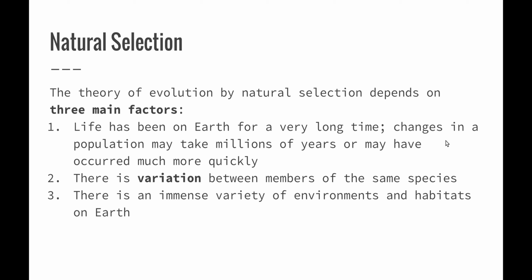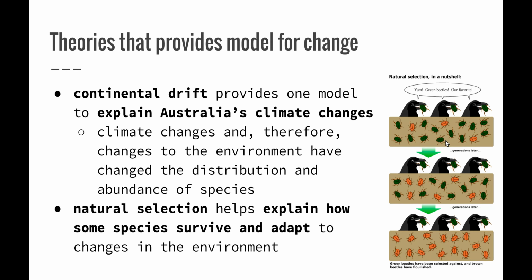As we know, life has been on Earth for a very long time. Changes in a population may take millions of years or may have occurred much more quickly. There is variation between members of the same species, and there is an immense variety of environments and habitats on Earth. Those 3 things interacting with one another mean that variation allows those organisms that live in different environments to adapt to be better suited to those different environments and habitats.